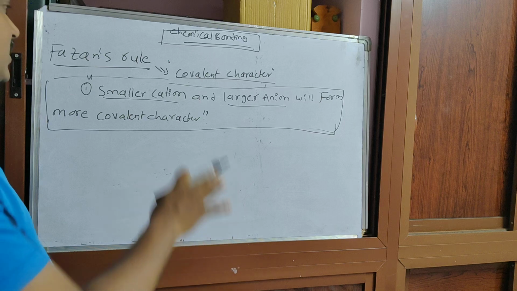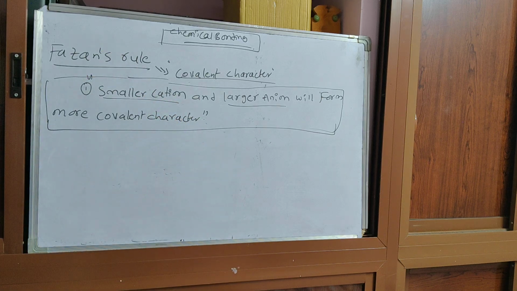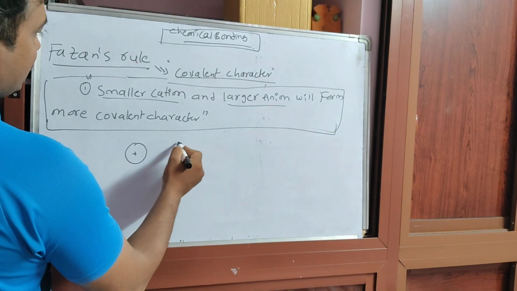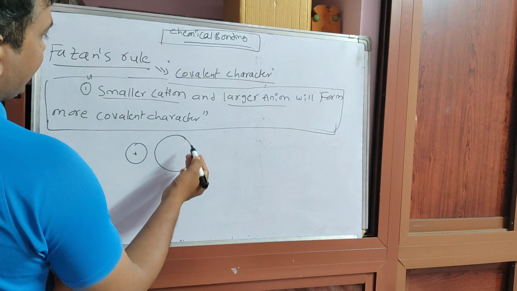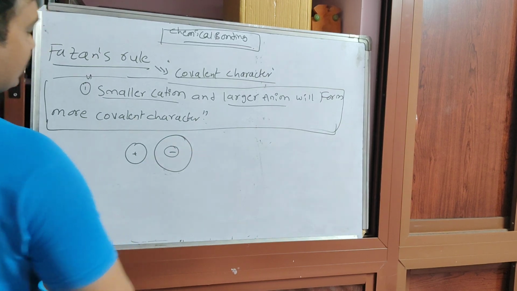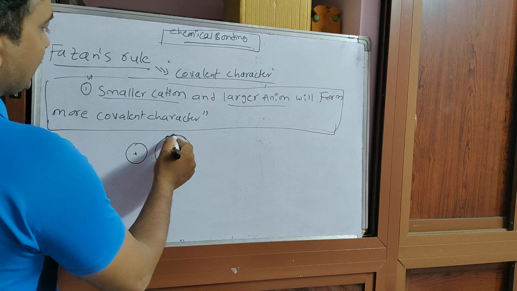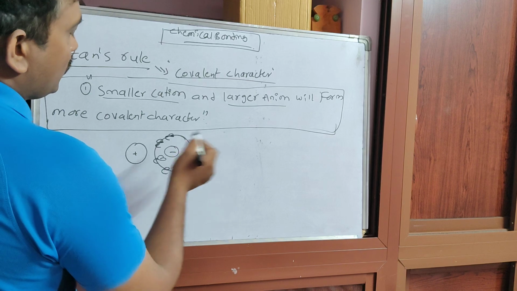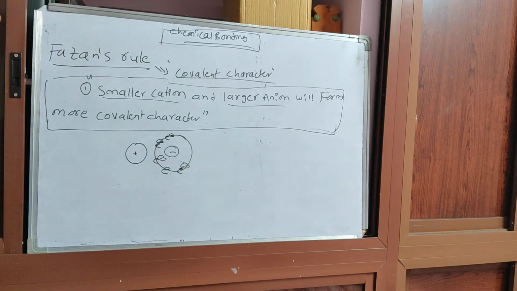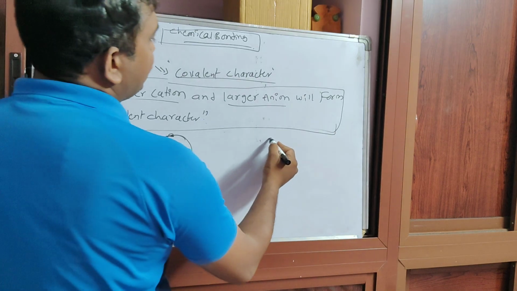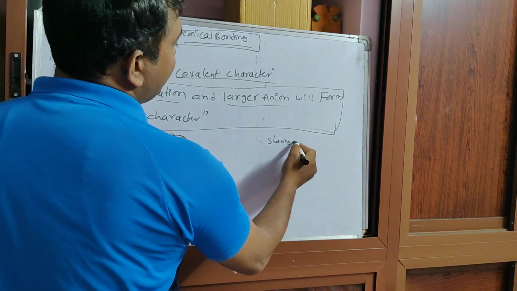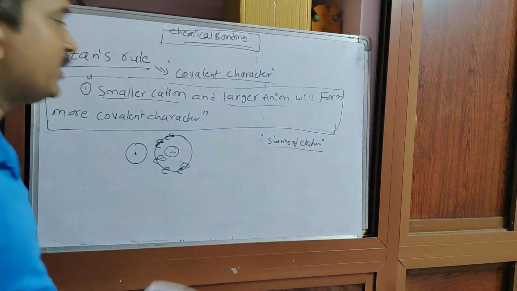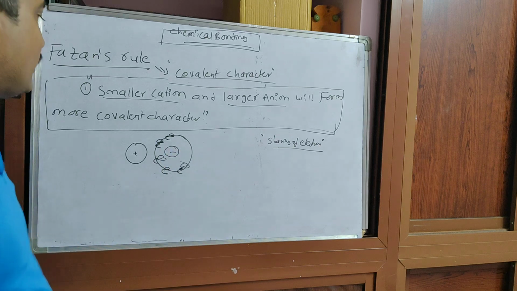If you take any molecule, this condition must be applied. If you take a smaller cation and a larger anion, take for example electrons. What is covalent character? Covalent nature means sharing of the electrons. That is called covalent character. How will it form a covalent bond? By sharing of two electrons, it will form the covalent bond.